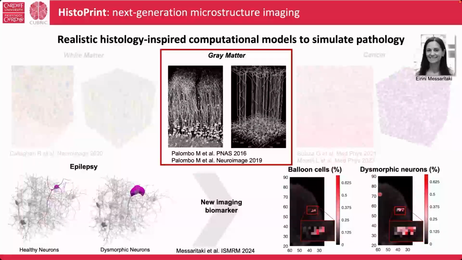And what else we did is training the machine learning model to then estimate what is the fraction of balloon cells and dysmorphic neurons in each lesion. And here you can see how, in this particular case, because there are more dysmorphic neurons, this was a type 2B, which was confirmed by the histology.